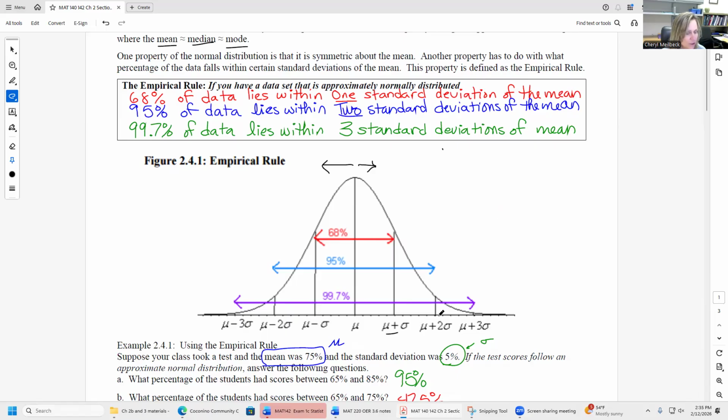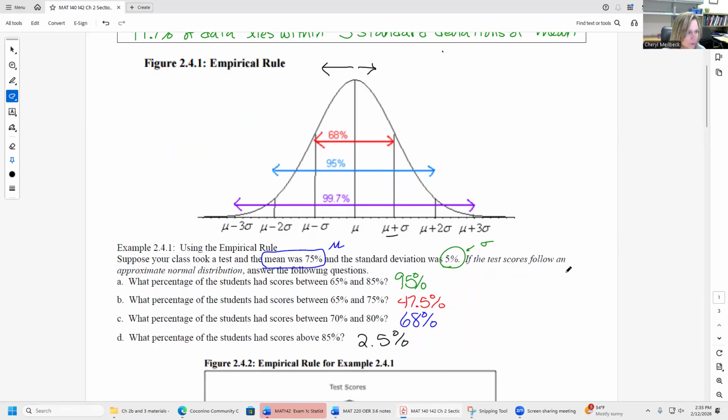If you go out two standard deviations, represented by this blue line under the curve, 95% of the data lies within two standard deviations of the mean. If you go all the way out to three standard deviations, represented by the purple line under the curve, 99.7% of the data lies within three standard deviations of the mean. So we use that empirical rule to answer questions like you see in 2.1. Let's put those on the whiteboard.